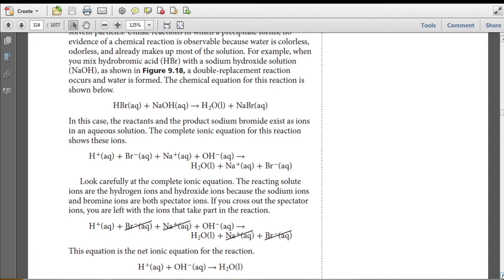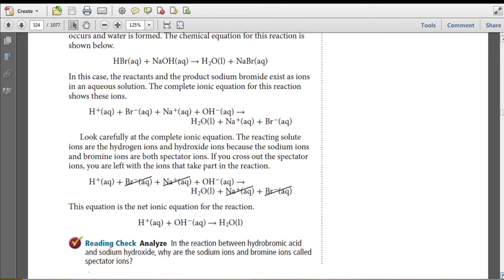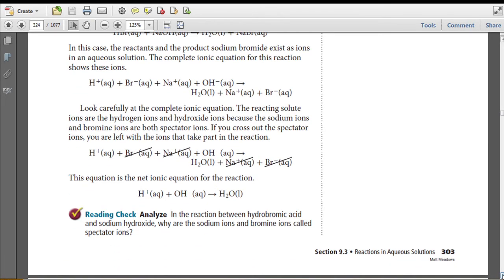But if you look carefully at the complete ionic equation, the reacting solute ions are the hydrogen ions and the hydroxide ions, because the sodium ions and the bromide ions are both spectator ions. If you cross out the spectator ions, you are left with the ions that take part in the reaction. So the net ionic equation is hydrogen ions plus hydroxide ions give us water.